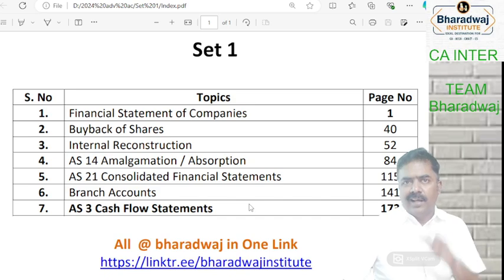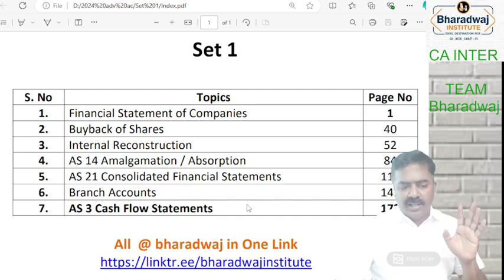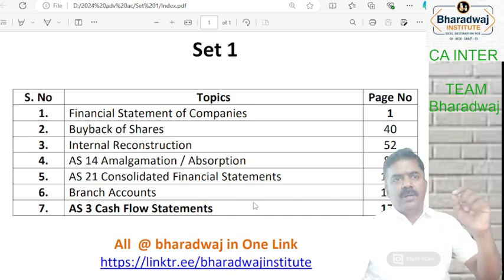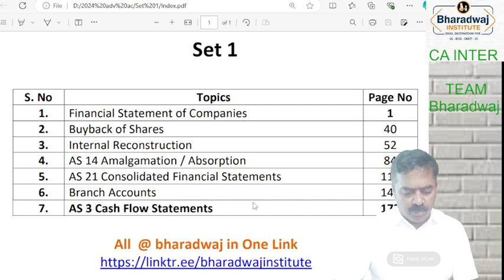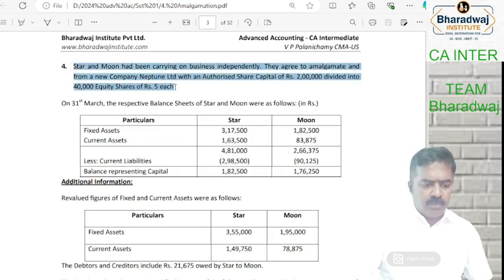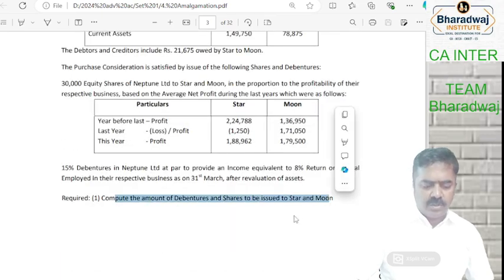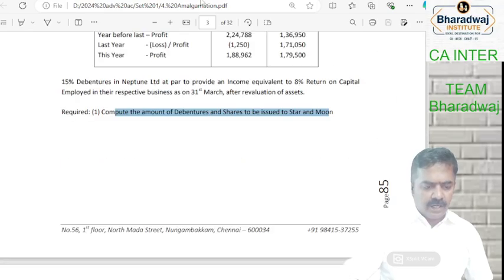And if you look at examination questions also, whatever we do in the classroom will be there in your exam questions also. Probably I'll give you one or two examples, pay attention. Just as a prelude, I'm telling you: Star and Moon, carrying on a similar business independently, want to amalgamate. Calculate the amount of debentures and shares to be issued.